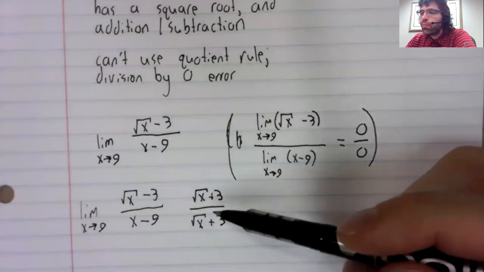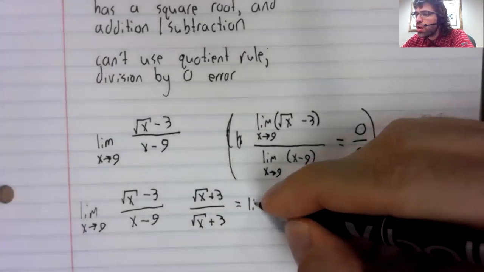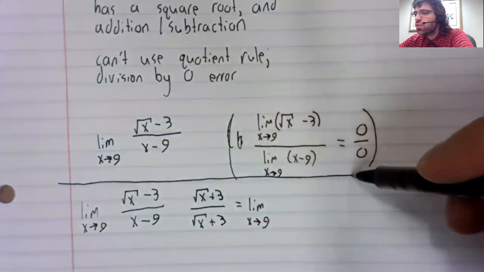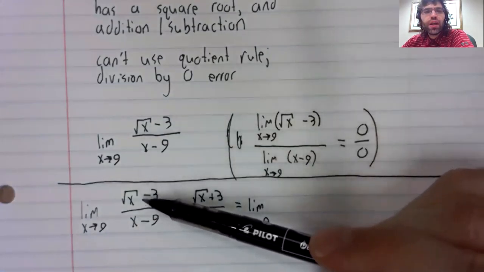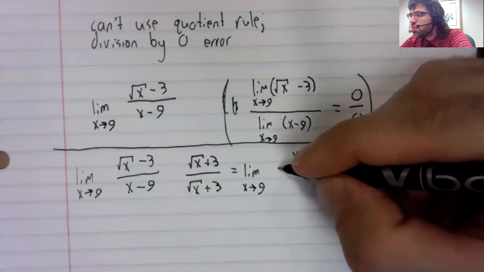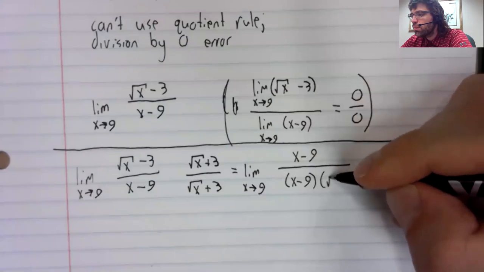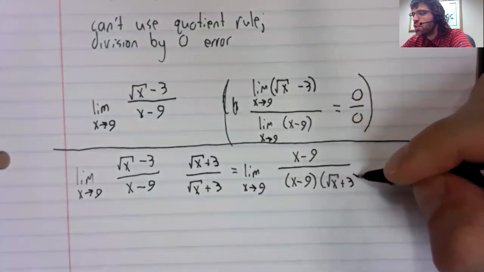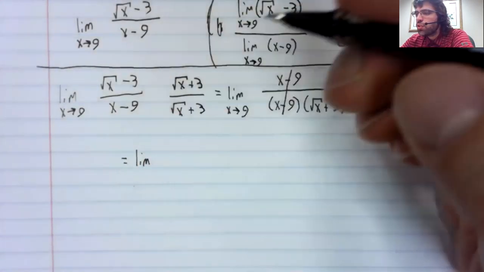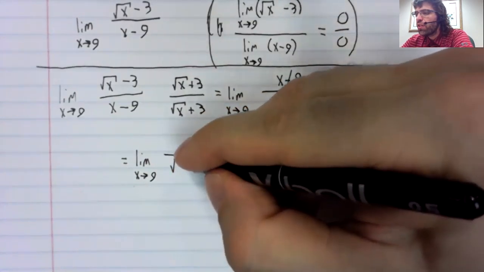So this is one. We're taking this fraction and multiplying it by one. We're not changing the fraction. And what does this do? Well, the square root of x minus three times the square root of x plus three is x minus nine. And in the denominator, we also have an x minus nine. And these cancel, and you get the limit as x approaches 9 of this.